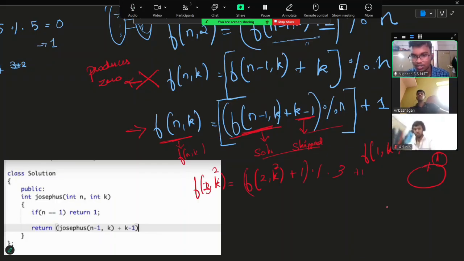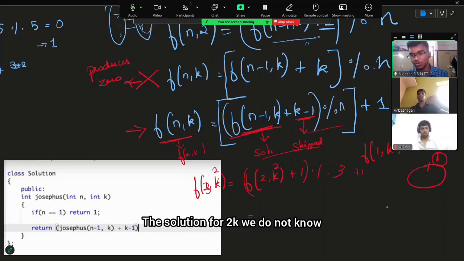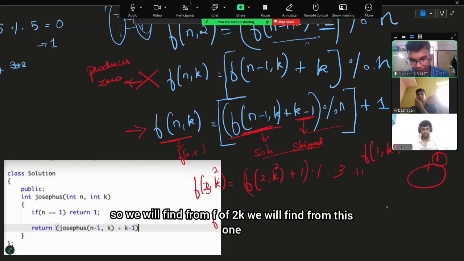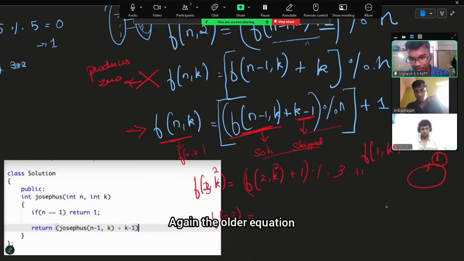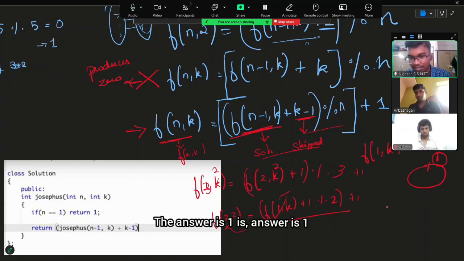So plus 1. What it gives is the solution for 2k, which we don't know. So we'll find f of 2k from this one, again using the older equation where f of 1k, and then plus 1 modulo 2 plus 1. For this, you will get the answer for f of 2 comma 2. The answer is 1. 1 plus 1 is 2. 2 modulo 2 is 0. 0 plus 1 is 1. So now you'll know the answer.